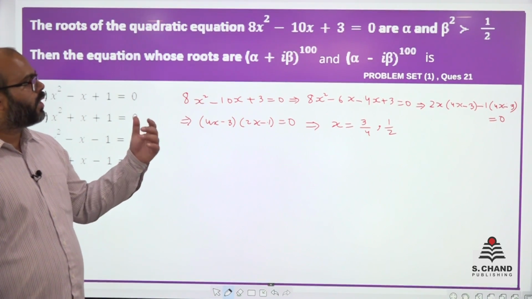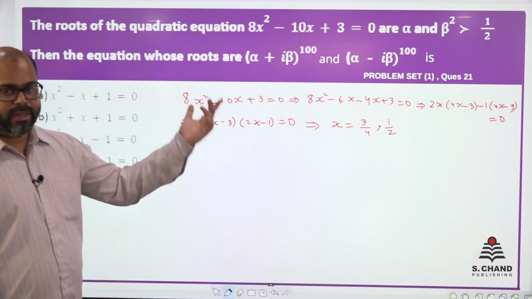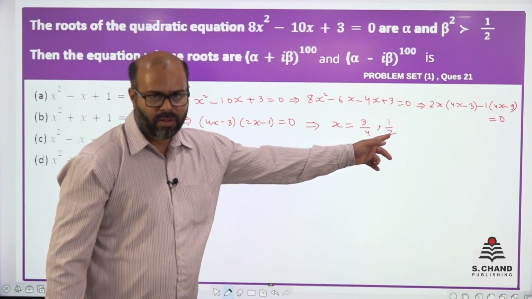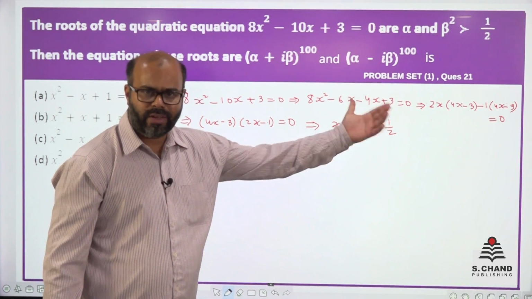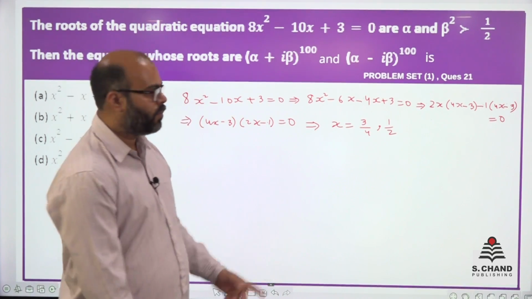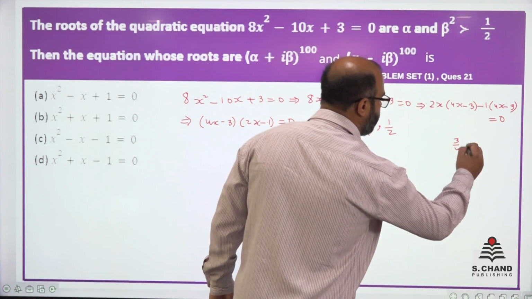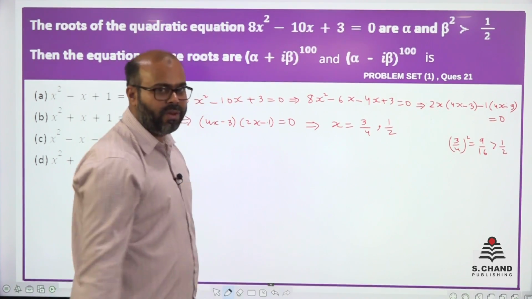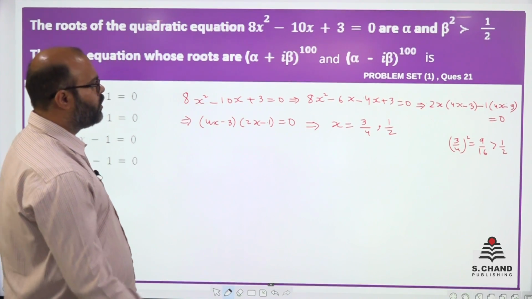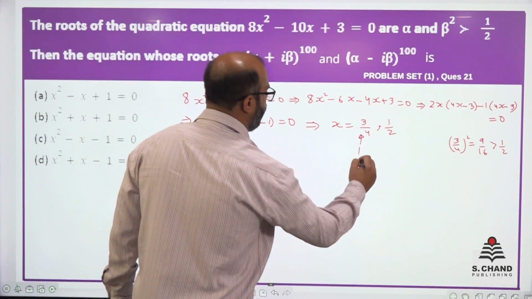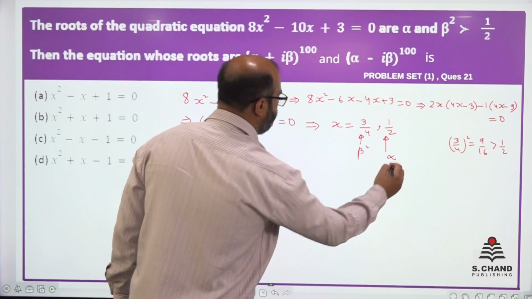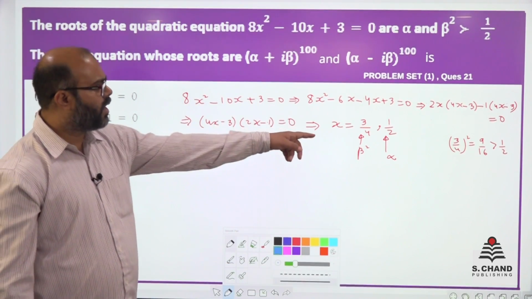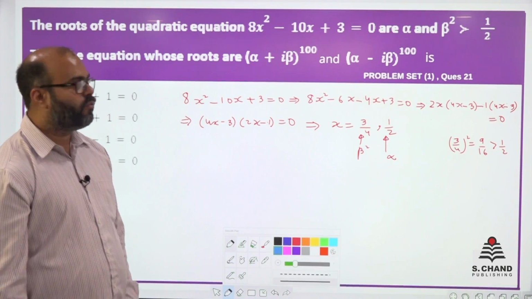Now they are saying that the roots are alpha and beta square, where beta square is greater than half. So which one of them is greater than half? This is not. If you square this, will that be greater than half? 1 by 2 square is 1 by 4. 1 by 4 is not greater than half. But 3 by 4 square is, let us check, 9 by 16, which is obviously greater than half, because 8 by 16 is 1 by 2. So this is actually beta square and this is alpha. So alpha is given as half and beta square is given as 3 by 4.